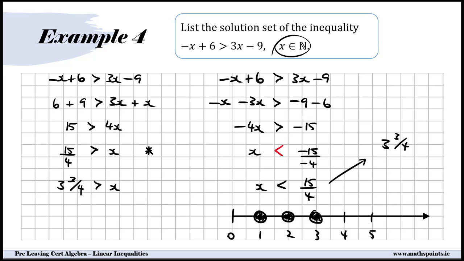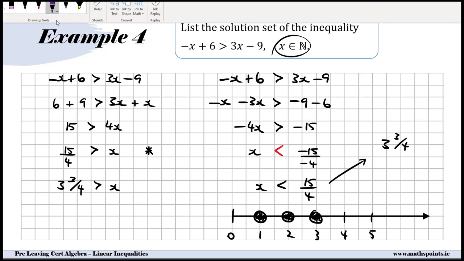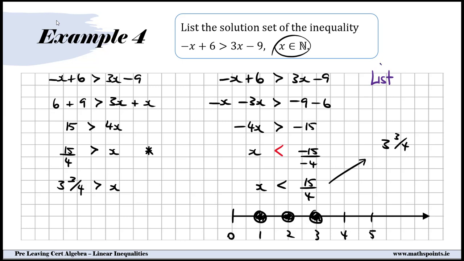The question though says to list the solutions. So we're using the number line just to demonstrate how it might look on a number line in case that was the question. But this question just wanted us to list the solution. So I'll just put them in a pair of brackets, and the solution is 1, 2 and 3.